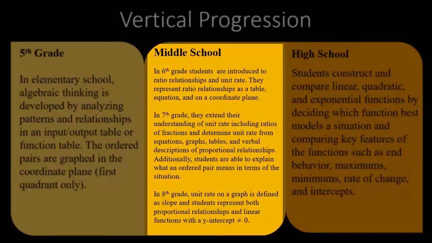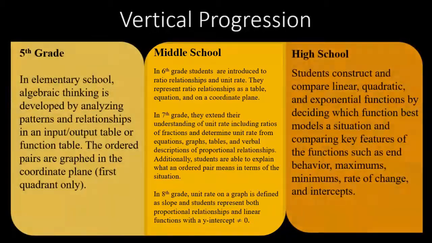In 7th grade, students extend their understanding of unit rate, including ratios of fractions, and determine unit rate from equations, graphs, tables, and verbal descriptions of proportional relationships. Additionally, students are able to explain what an ordered pair means in terms of the situation. In 8th grade, unit rate on a graph is defined as slope, and students represent both proportional relationships and linear functions with the y-intercept not equal to 0.